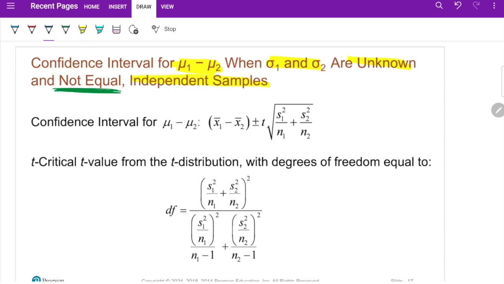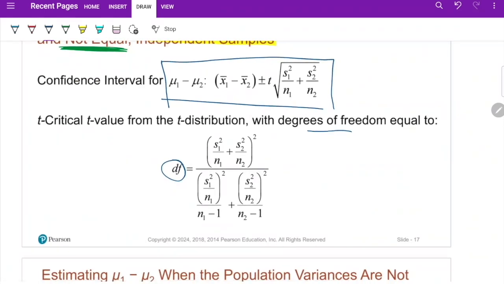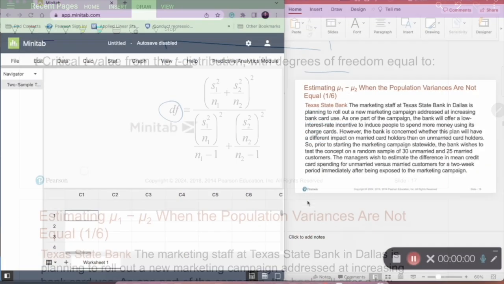So the confidence interval is going to be something like this. It's a different formula than before. And we're going to adjust the degrees of freedom, which is going to be something like this. Again, we will not be doing all of these manual calculations. We will be using Minitab to find all of this.